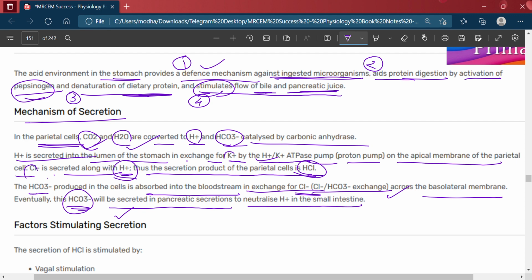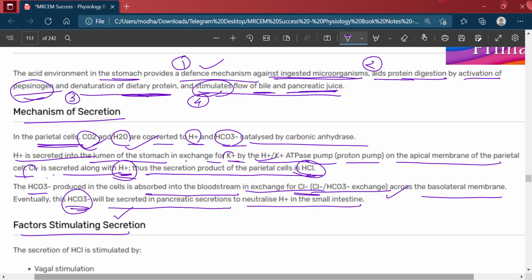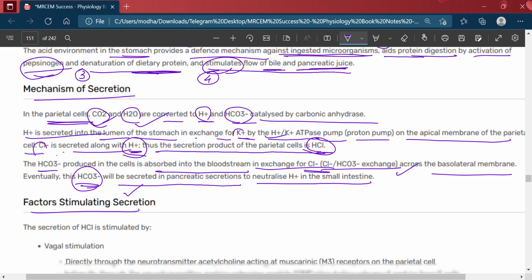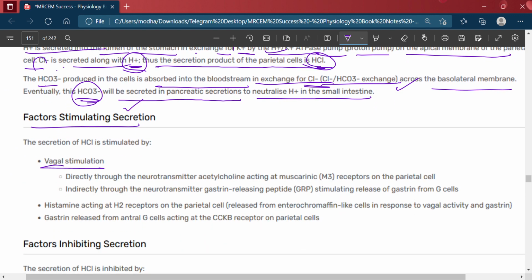Okay, then factors stimulating the secretion. Factors that stimulate the secretion of the gastric acid. The secretion of the HCl is stimulated by the vagal stimulation.